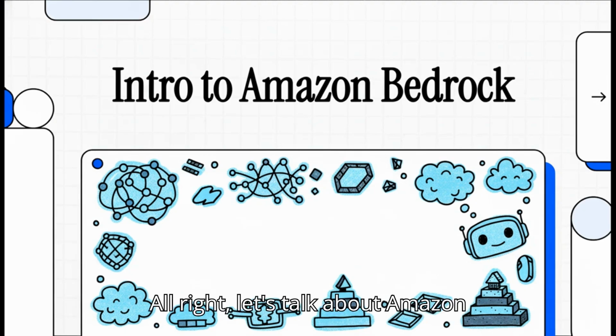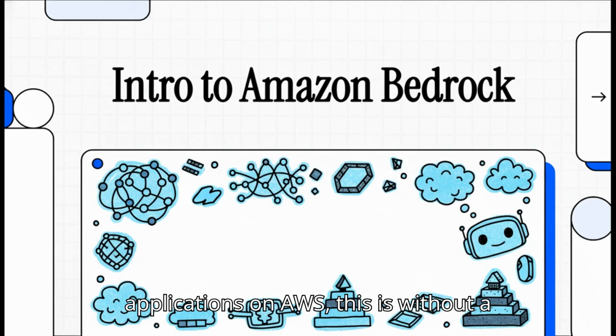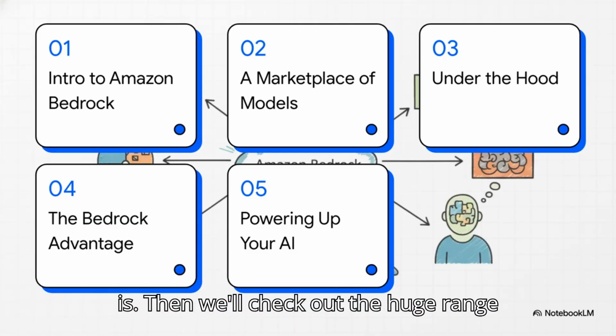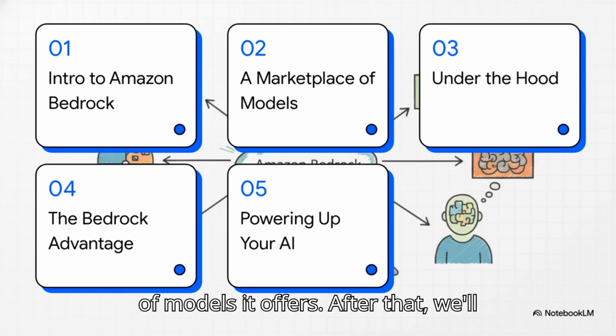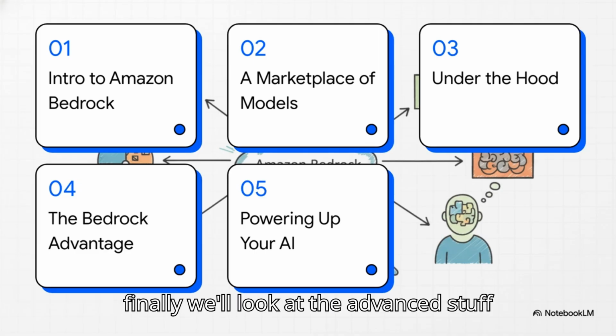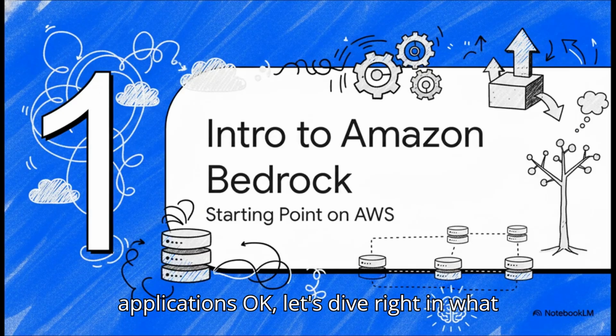All right, let's talk about Amazon Bedrock. If you're building generative AI applications on AWS, this is without a doubt the foundational service you absolutely have to get your head around. So here's what we're going to cover. We'll start with what Bedrock actually is, then we'll check out the huge range of models it offers. After that, we'll peek under the hood to see how it works, understand its key advantages, and then finally, we'll look at the advanced stuff that really lets you power up your AI applications. Okay, let's dive right in.